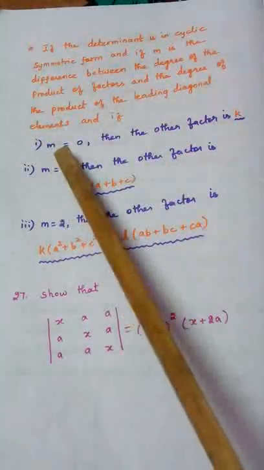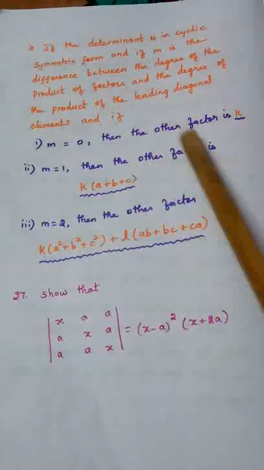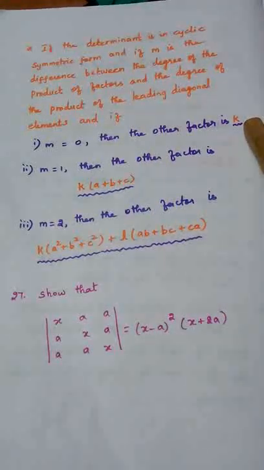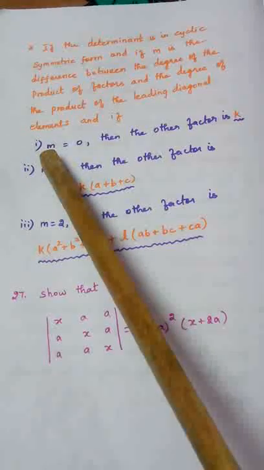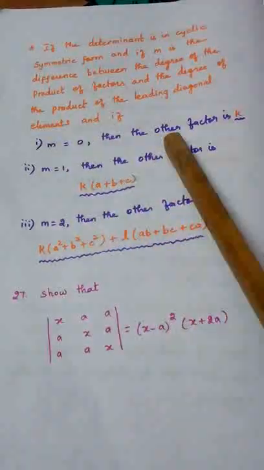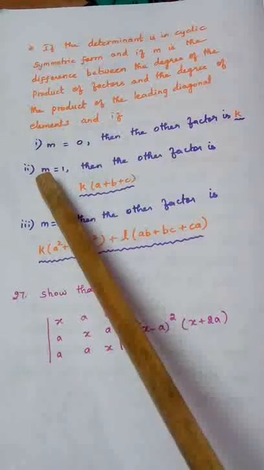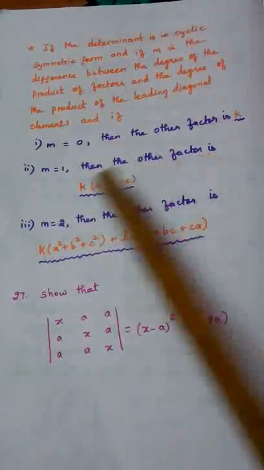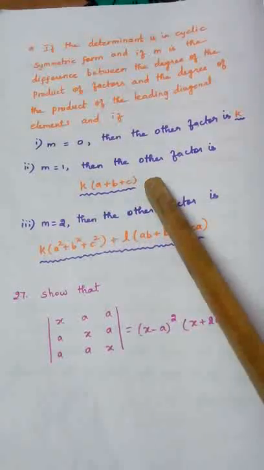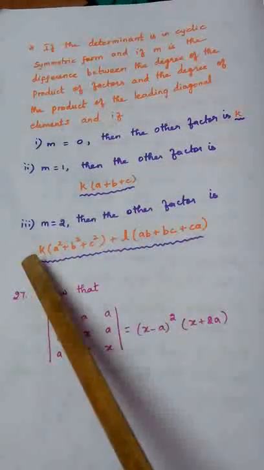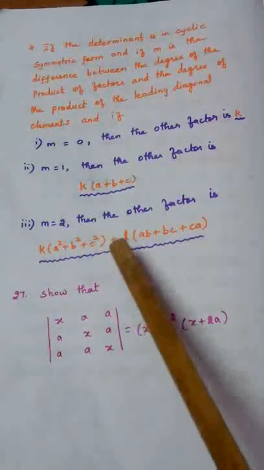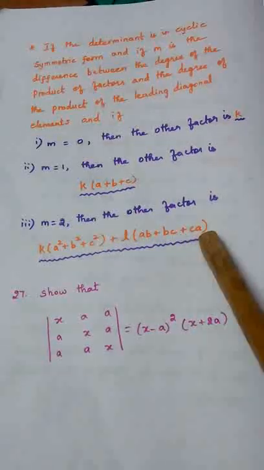And suppose that m value is 0, the other factor is k. Just try to memorize. We will see the meaning while doing the problems. If m is the difference between the degree of the product of factors and the degree of leading diagonal elements, and the difference is 0, then the other factor is k. If the difference is 1, that is m is 1, then the other factor is k into a plus b plus c. And if m is equal to 2, then the other factor is k into a square plus b square plus c square plus l into ab plus bc plus ca.